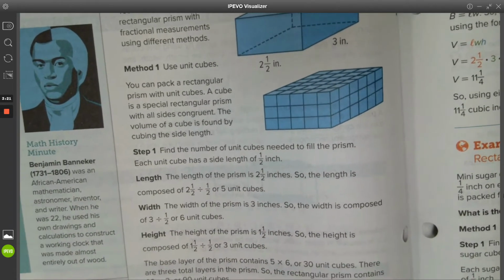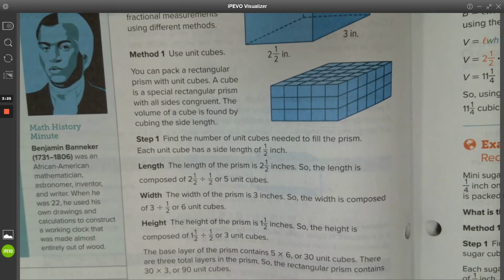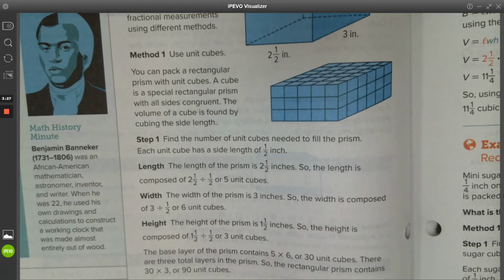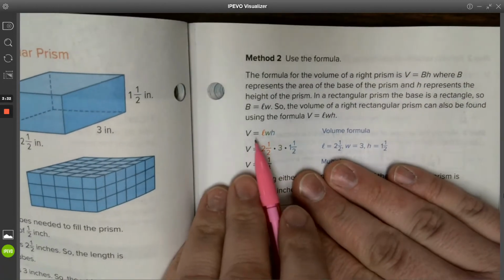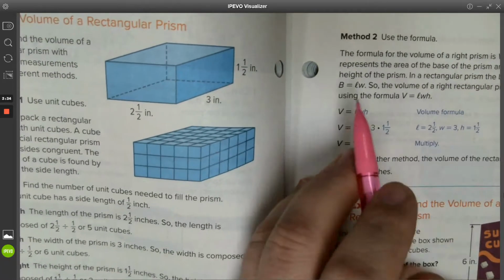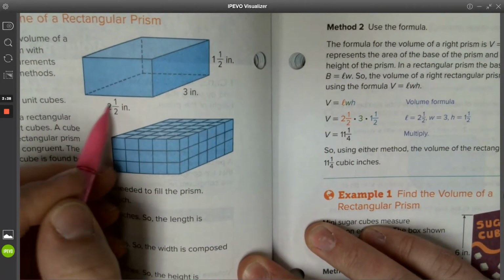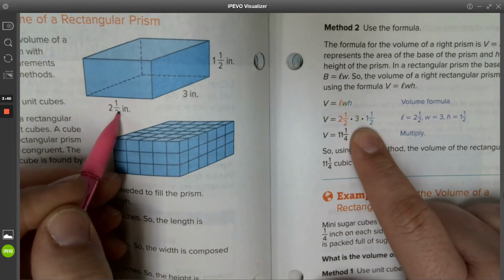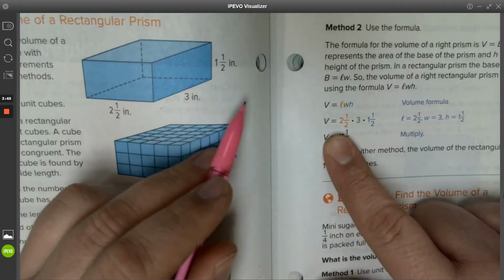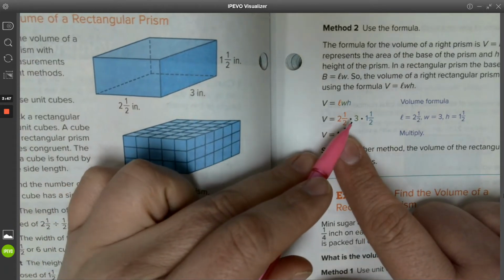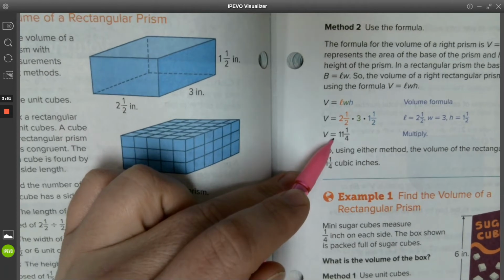Now, another way that they did this here is finding the volume of each of the little cubes. Well, that's super lengthy as well. So we're going to use the formula. Length times width times height. So what we would do here is take the length, which is 2.5, times the width, which is 3, times the height, which is 1.5. When you do that, 2.5 times 3 times 1.5, you would get 11 1/4.